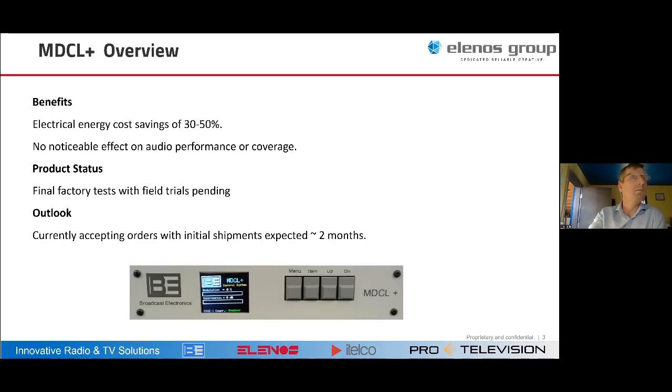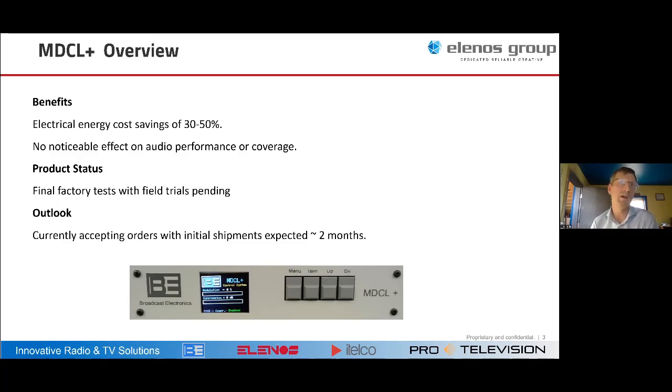So what are the benefits of MDCL? Well, the goal here is to save electrical energy cost, and we typically see, let's say, 30 to 50%. Some people report more than that, but I would generally say conservatively you'll be in the 30 to 50% reduction in energy use. And of course, that goes straight to the power bill.